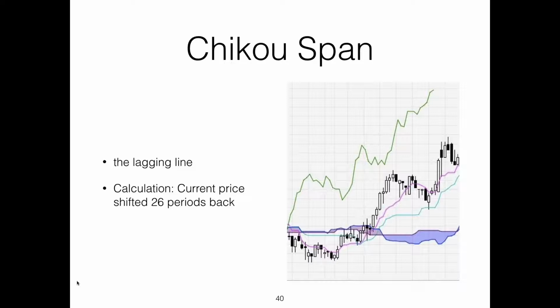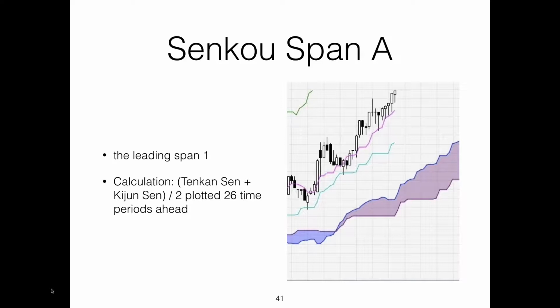The Chikou span is the green line. It is also called the lagging line because it is the current price shifted 26 periods back. The Senkou span A is also known as the leading or preceding line 1. To calculate the Senkou span, take the Tenkan-sen plus the Kijun-sen, divide that by 2, and plot it 26 periods ahead.